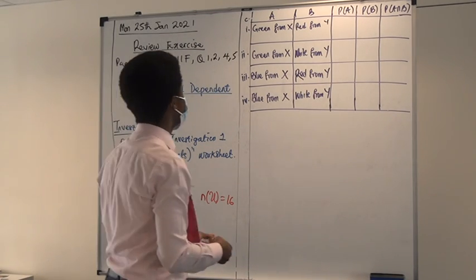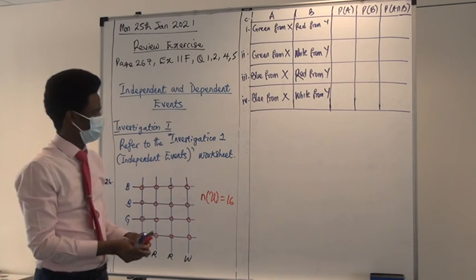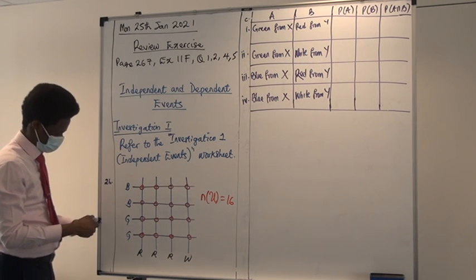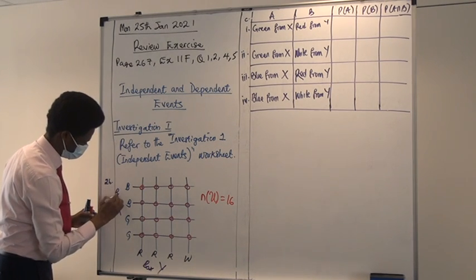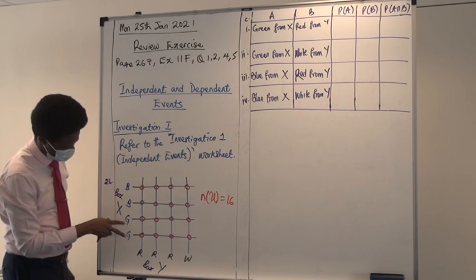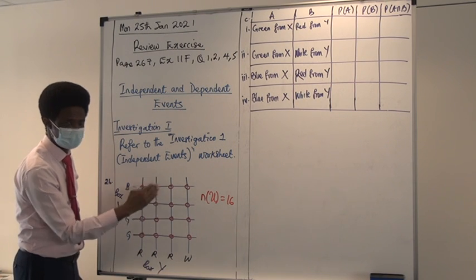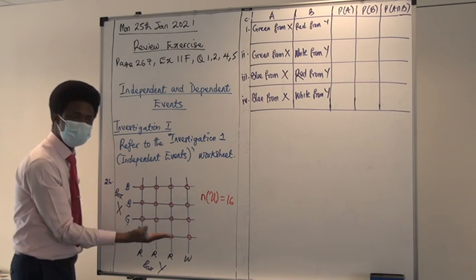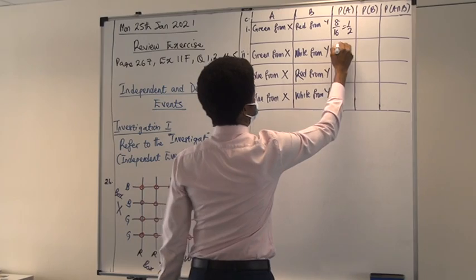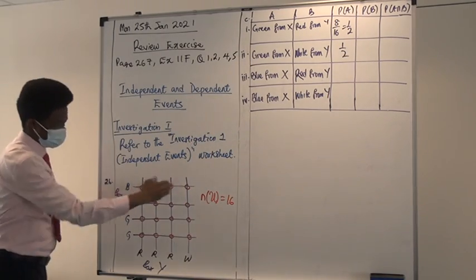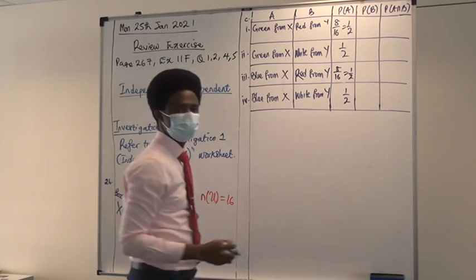Now, to complete this table, A is the event that you select green from box X. So maybe I should write here box X and box Y. Selecting green from box X means these possibilities. We don't care what happens to the vertical axis, the vertical lines. We are interested in this. There are 8 out of 16, so this will be 1/2. Blue from X, same: 8 out of 16, which will be 1/2.